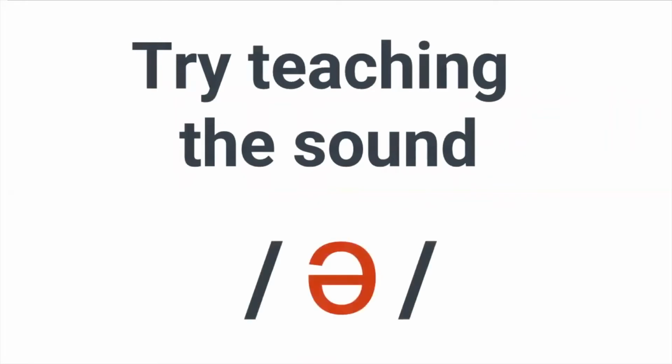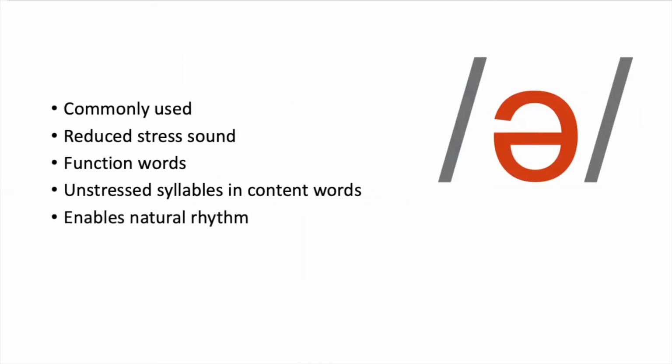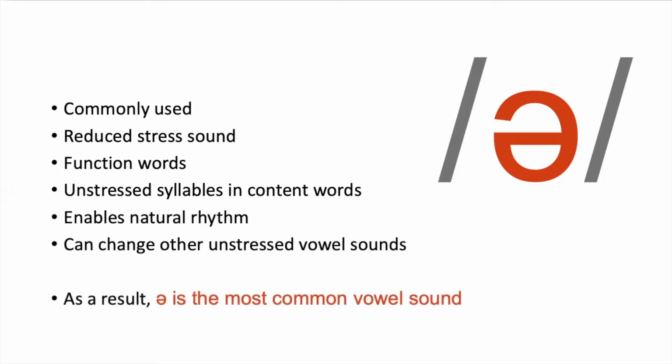Contrast is another key point to focus on as well. This is especially so because of this schwa sound, this sound here. What does it mean? Well, first of all, it's commonly used. It does reduce the stress sound. It's used in function words, but also unstressed syllables in content words. By using this schwa, it enables a more natural rhythm. And basically, you can change other stressed sounds to unstressed vowel sounds as well. But in a nutshell, it's the most common vowel sound in the English language.